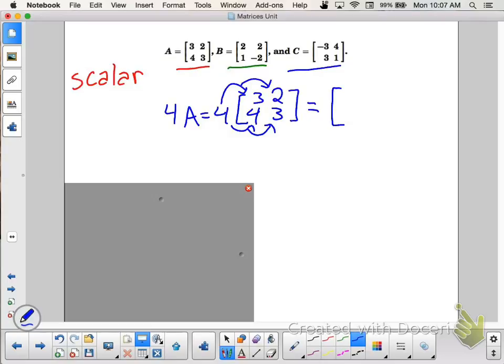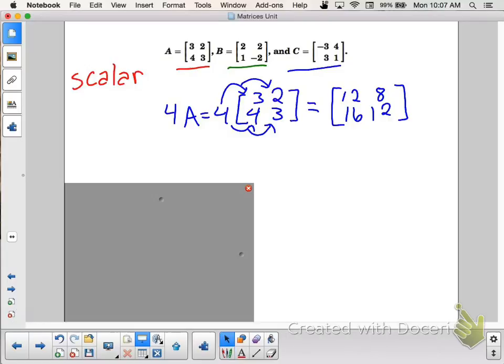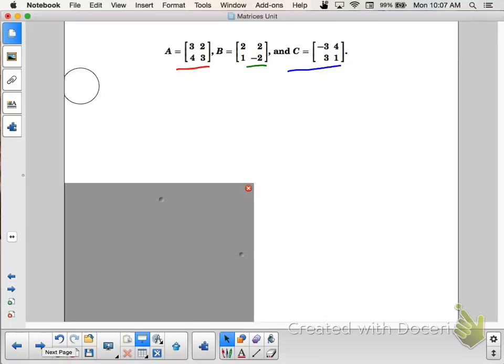So the upper left-hand corner would be 4 times 3, which is 12. Upper right-hand, 4 times 2, which is 8. 4 times 4 is 16. 4 times 3 is 12. Pretty simple. Questions on that? Okay. So you might not get a problem that just asks you to do one step.